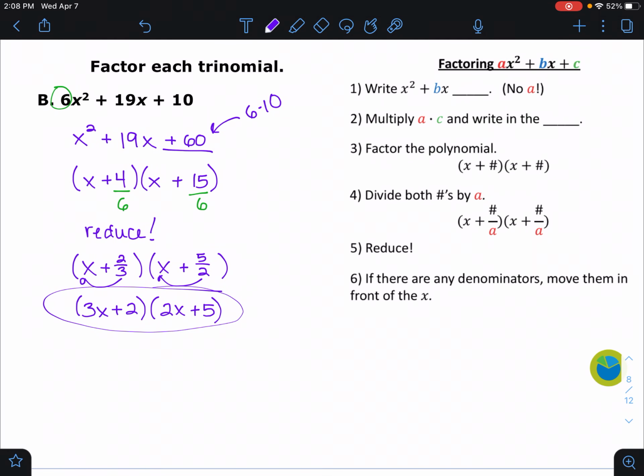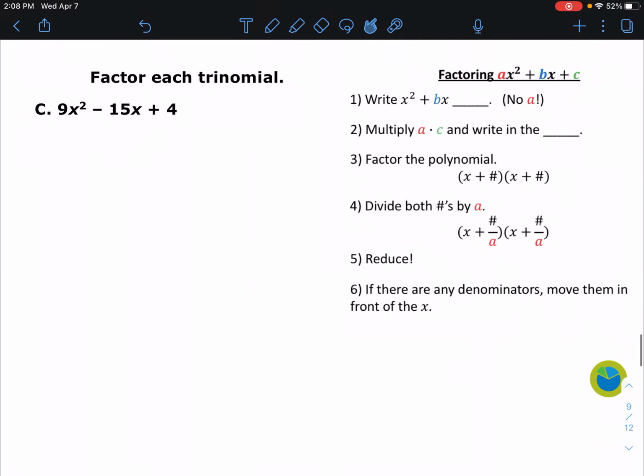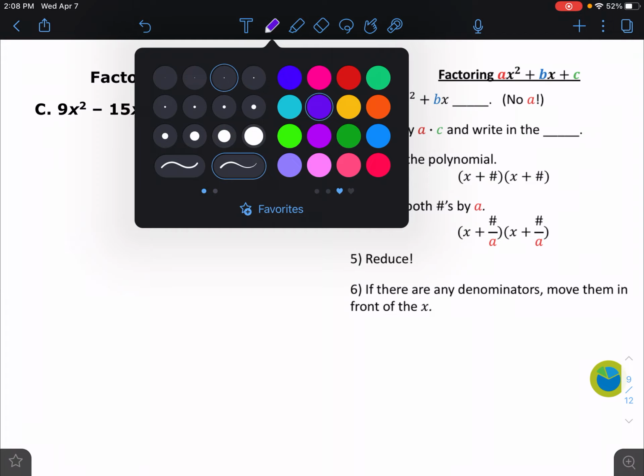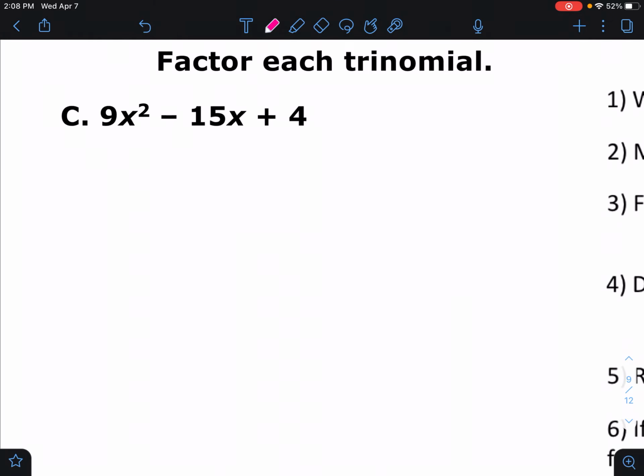Take your time. You'll get pretty good at them. We're going to do a couple more to just make sure you understand the process. And I'll go a little bit faster with these. Okay, so here we go. I'm going to go step 1, x squared without the 9 minus 15x. Write the blank. What goes in the blank? 9 times positive 4, which would be 36.